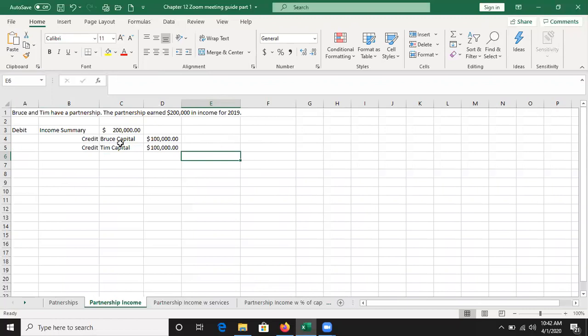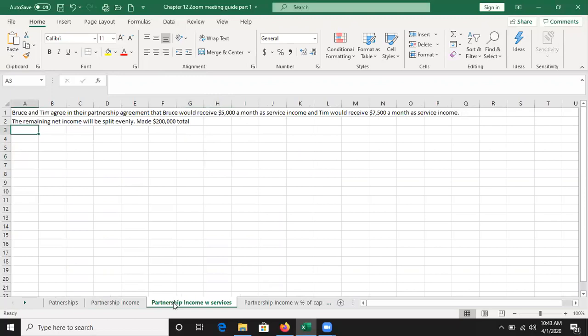So Bruce's capital is increasing $100,000 because of the income. Tim's capital is increasing $100,000 because of the income. Okay, and it comes from income summary. So after closing entries are made is when you distribute the remaining income. Okay, so this was a basic example.